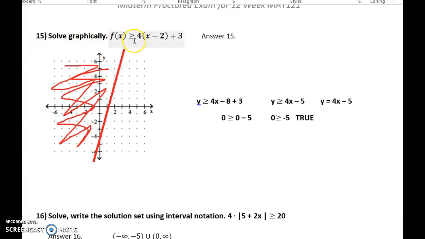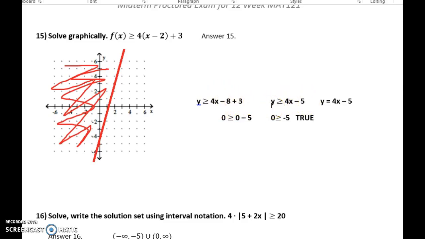For number 15, we're graphing an inequality here. So the first thing you want to do is distribute the 4 through and multiply by everything inside the parentheses, and I did that here. And I'm using y's and x's instead of function notation because I think it's easier to graph when you use y's and x's. So now you can combine these two numbers and you'll get to here.